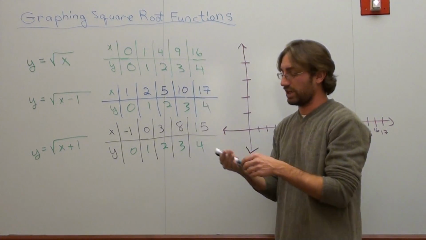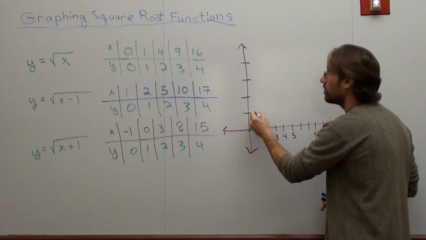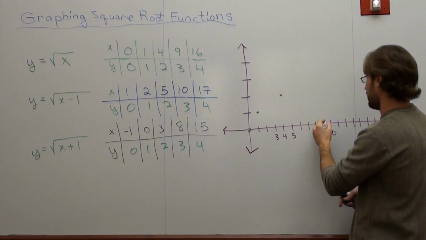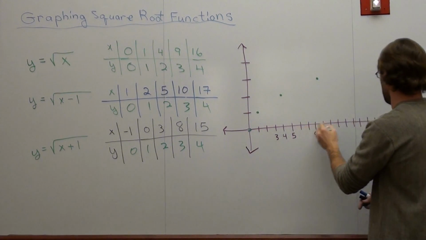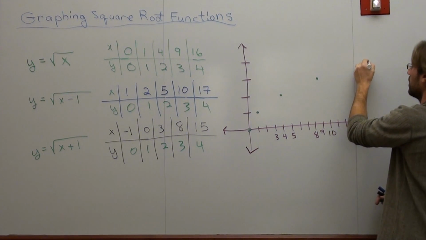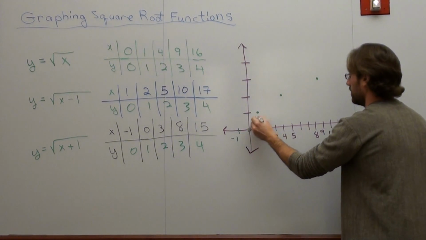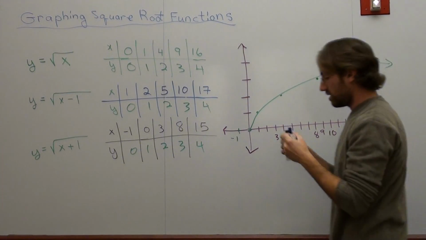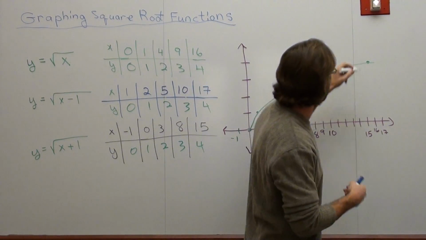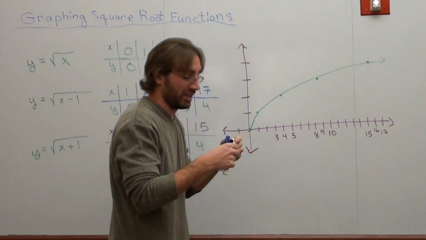So I want to do this first one in green. 0, 0, 1, 1. 9, 3. 16, 4. Oops. Let's put a -1 there, because I know it's going to come in handy. And again, that's what the square root function looks like. It doesn't go up fast, and it doesn't actually top off like that, pardon me. It keeps going up, not very fast, but like I said, it keeps going up.